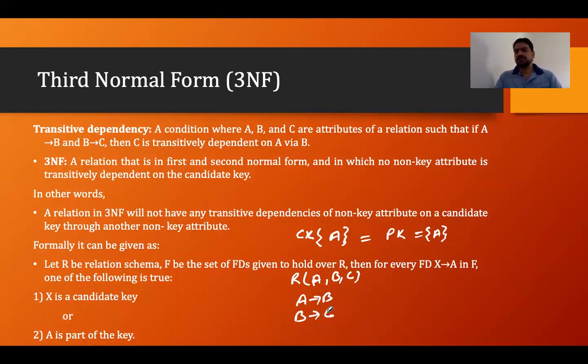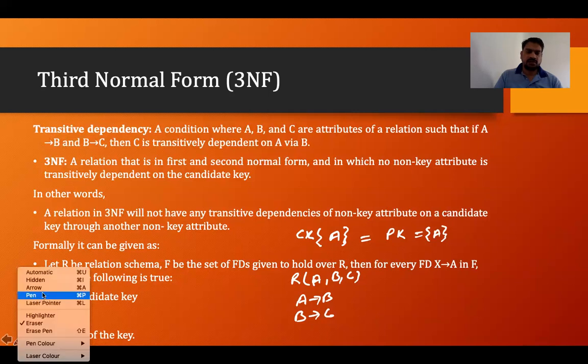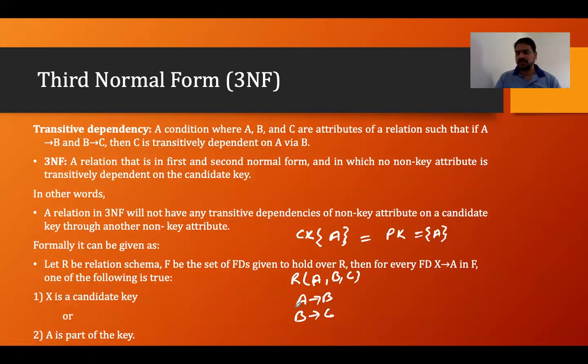Now let's go to the third normal form. Up to first and second normal form, it should be there. If you are thinking that your table should be in third normal form, it should be in first normal form as well as in second normal form. So we found out that it is in second normal form. Now let's find out whether it is in third normal form or not.